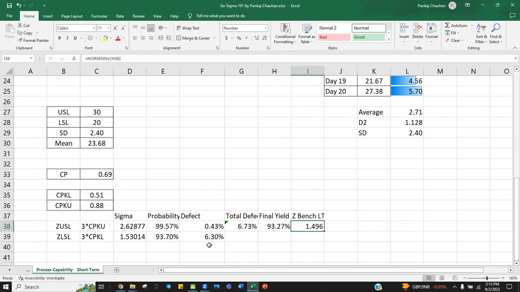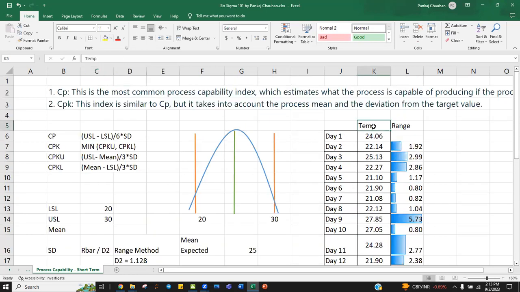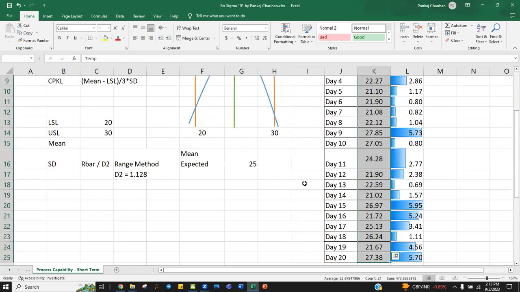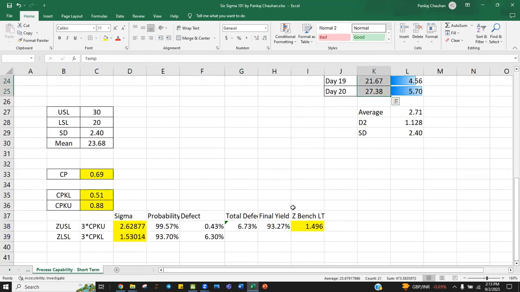Now note it down: my ZLSL and ZUSL, these are the values. Final sigma, this is the value. My short-term capability, CP, is 0.69, and these are my CPK-U and CPK-L. With the same data and the same specification, if you want to see how the values will be in Minitab, you will get exactly the same values.